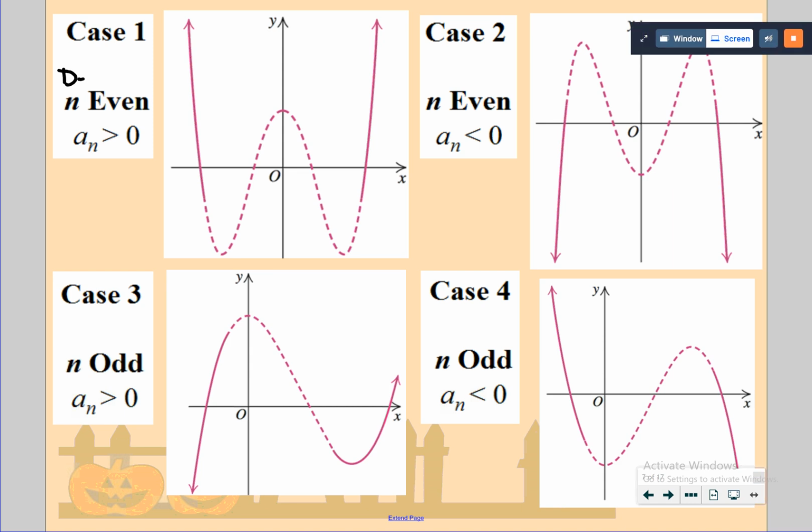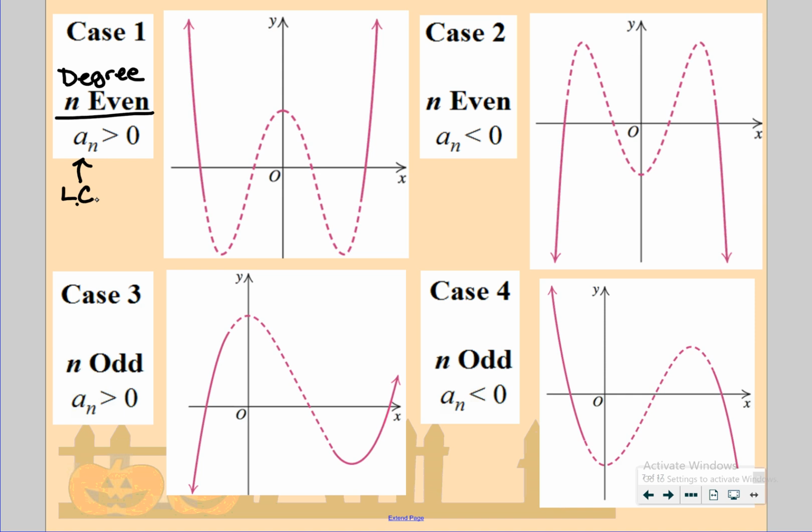Our degree is n, and it will be either even or odd. And then a sub n will be our leading coefficient that we just talked about, and it will either be positive or negative. So you can see that next to each of these pictures. Either the degree is even or odd. Even ones both go in the same direction, both up or both down. Odd ones go in opposite directions.